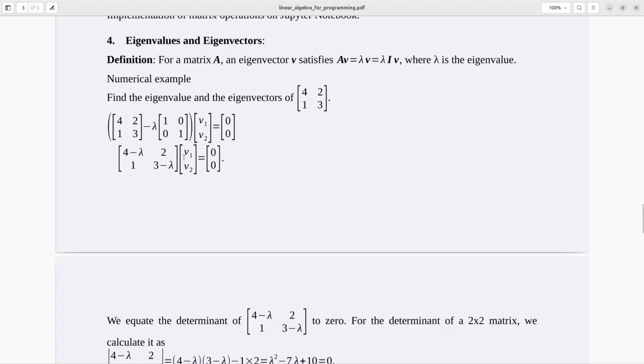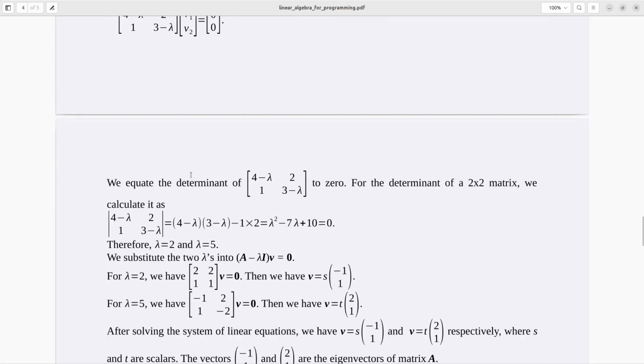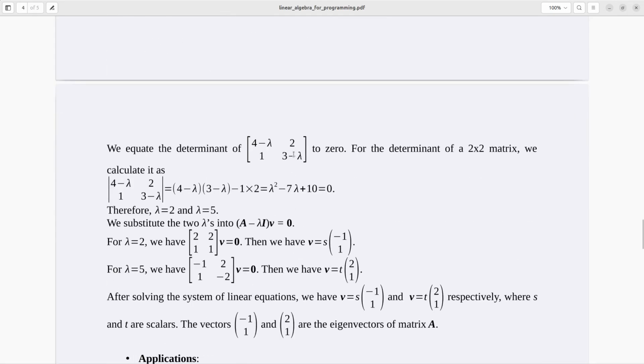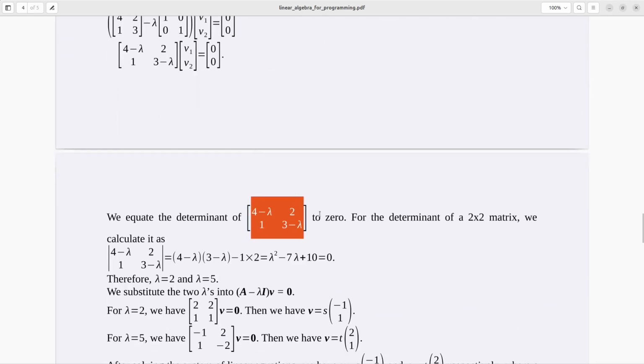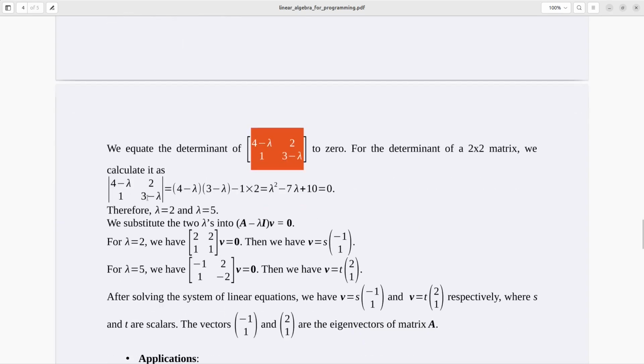So in order to solve for this system of linear equations, we can evaluate the determinant first, and I can equate the determinant of this part to be 0. So for the 2 by 2 matrix determinant, we can use the formula which is AD minus BC to get this one out. And then we can solve for lambda to get lambda equals 2 and lambda equals 5 respectively from this quadratic equation.